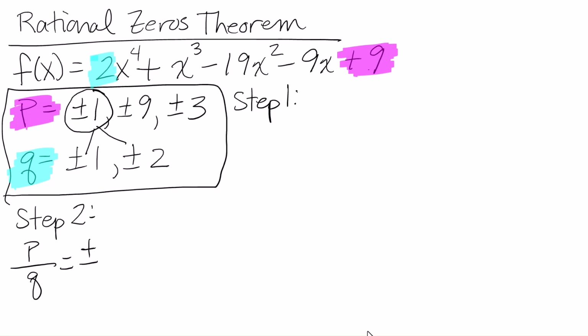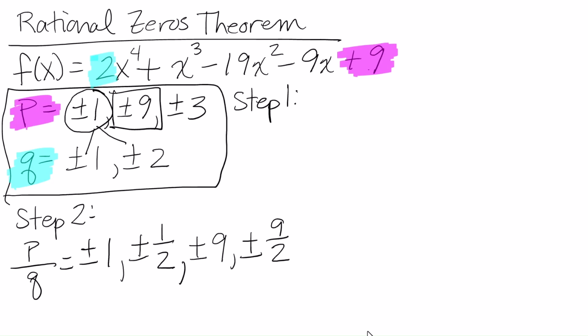I start with plus or minus 1 over 1, which is 1, and then plus or minus 1 over 2, or 1/2. Then I go on to the next item in P. Plus or minus 9 over 1 is 9. Plus or minus 9 over 2 is 9/2. And lastly, the 3, plus or minus 3 over 1 will be plus or minus 3. Plus or minus 3 over 2 will be plus or minus 3/2.